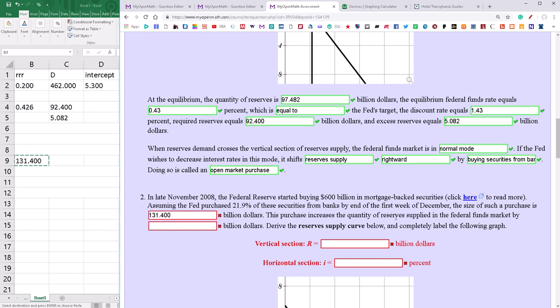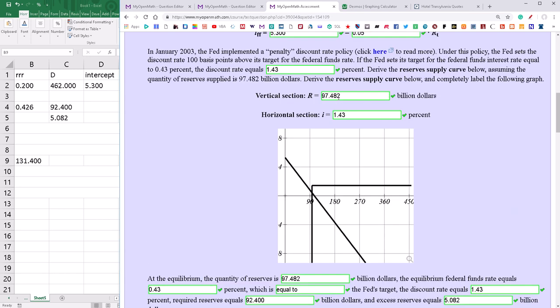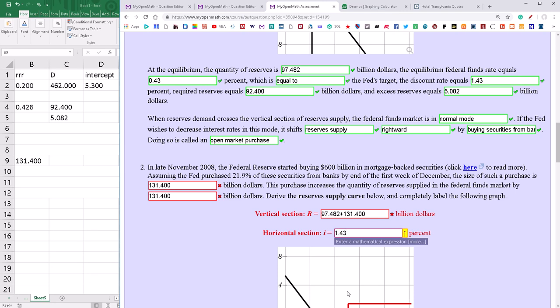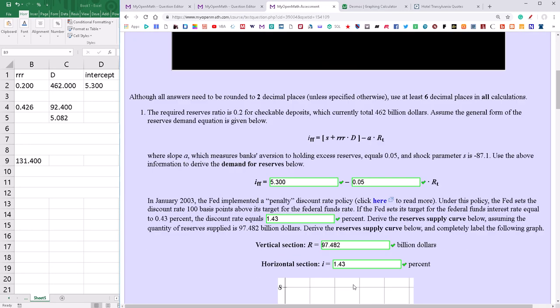This purchase increases the quantity of reserves supplied in the federal funds market by that same amount. So the vertical section of reserves will go from this value and increase by that. We didn't say anything about the discount rate, so we're going to leave the discount rate at 1.43. And we hit enter and we get what? Let's go find out.